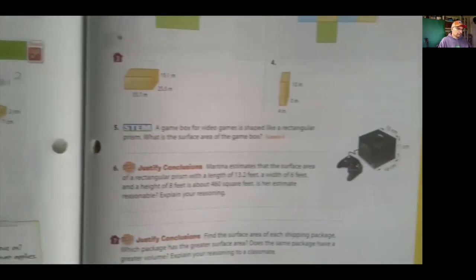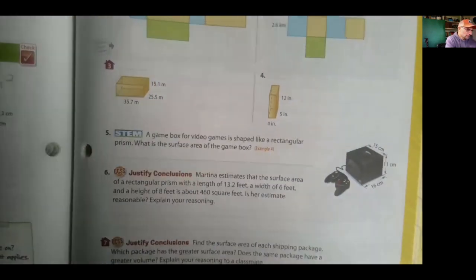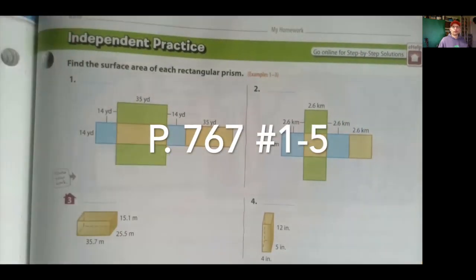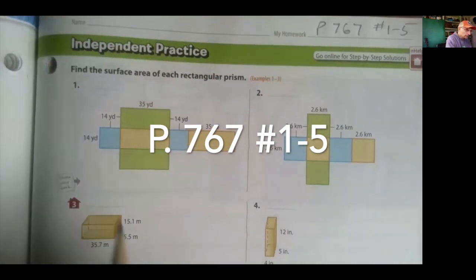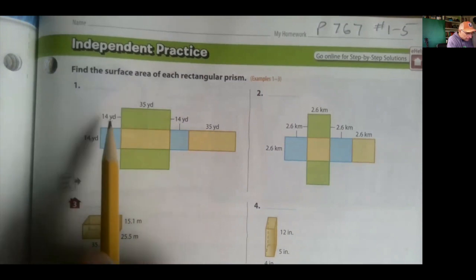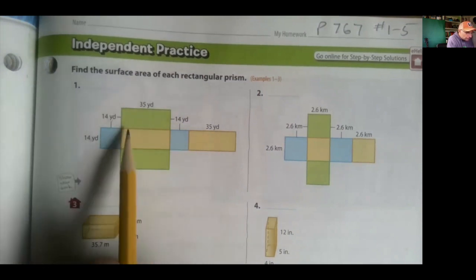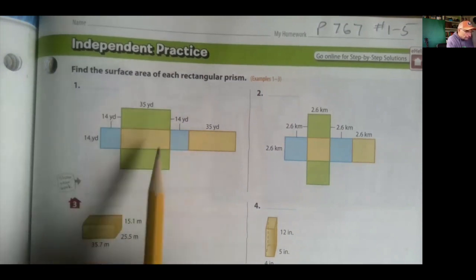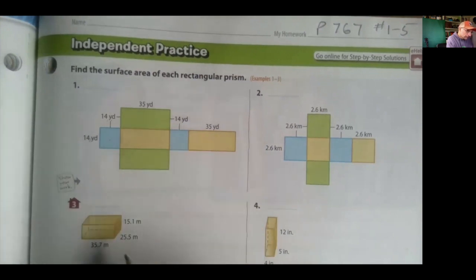So let's just look at that real quick, make sure you know what to do here. So number 1 and 2. This one, you're going to do 14 times 14. This one's going to be 35 times 14. And this one is going to be 14 times 35 also. That's easy. And don't forget, you're going to have to double it.